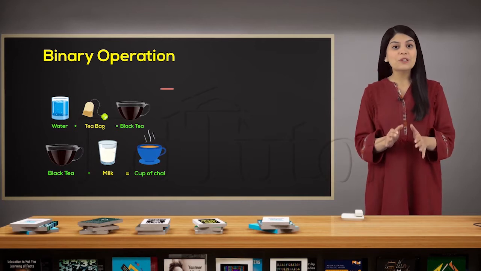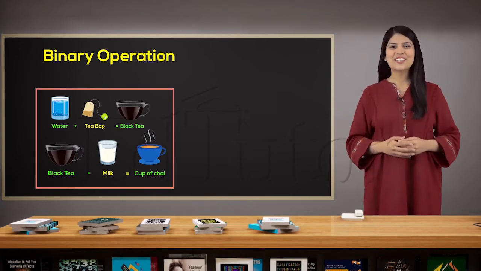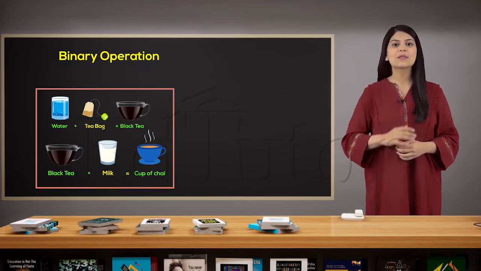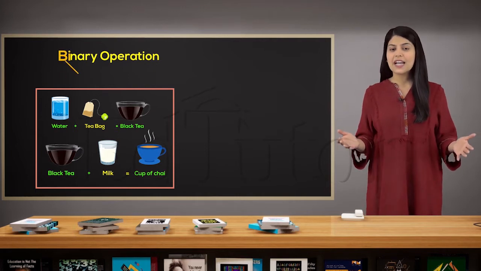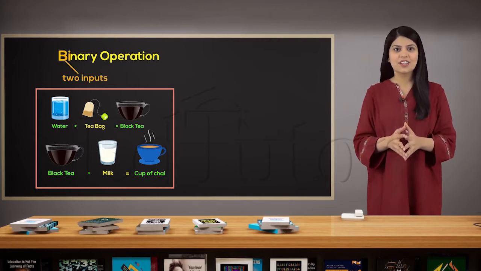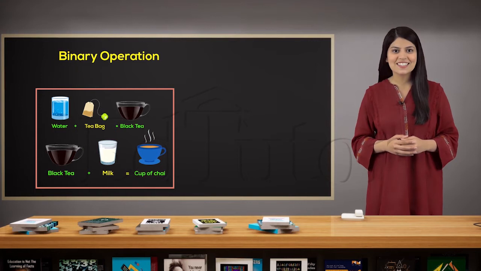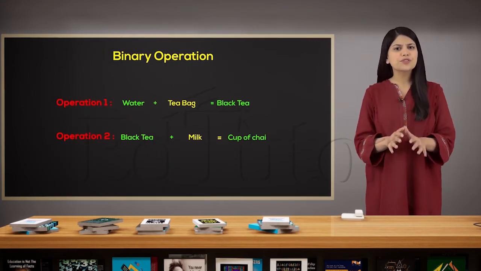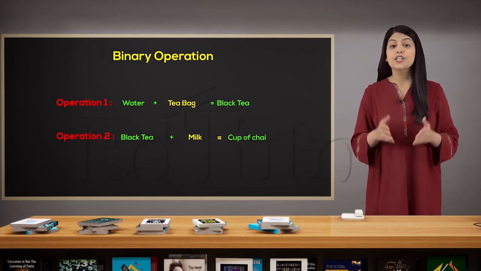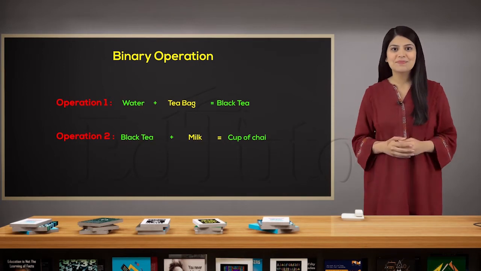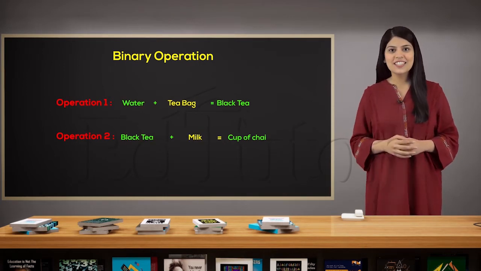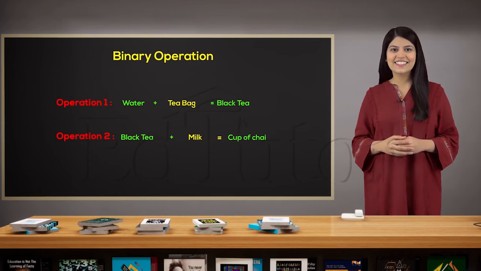Thus, 2 inputs at a time. You can build the drink you want. It's even in the name itself. The prefix bi in binary means 2, referring to your 2 inputs. Hence, if you have 3 or more items, you combine them 2 at a time, like we did with the water, tea bag and the milk.